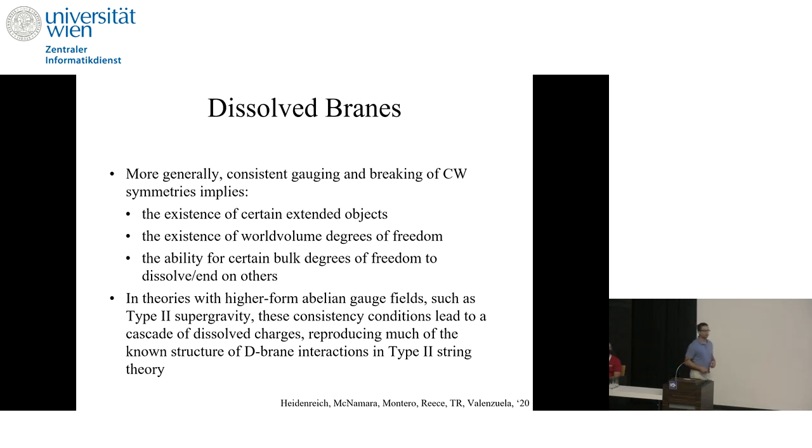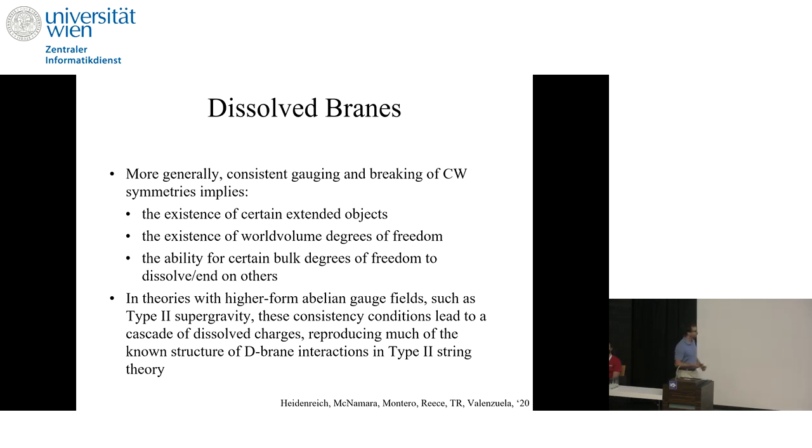And more generally, throughout type IIA supergravity and 11-dimensional supergravity, the consistent gauging and breaking of Chern-Weil symmetries implies the existence of certain extended objects, namely branes, for completeness of the theory, the existence of certain world volume degrees of freedom in order to have consistent gauging and breaking, as we just saw, as well as the ability for certain bulk degrees of freedom to dissolve in or end on others. For instance, one can argue consistent gauging and breaking of Chern-Weil symmetries implies that M2 branes can end on M5 branes in M theory. So the upshot is that much of what we know about string theory can be understood as a consequence of the absence of global symmetries applied to type IIA supergravity, or 11-dimensional supergravity in the case of M theory.